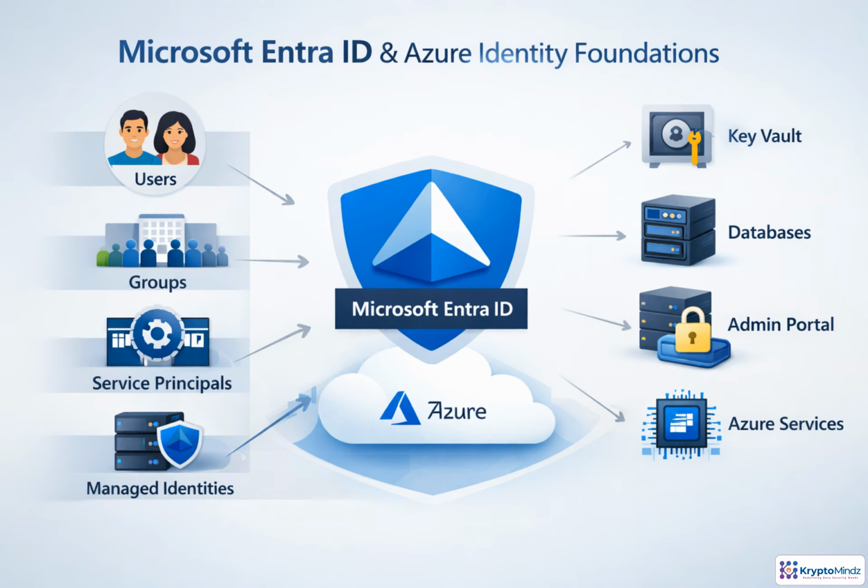Microsoft Entra ID is the central directory that everything in Azure trusts. Every person, app, or workload needs an identity here before it can access a resource. Users are individual people signing in. Groups let you assign access once and apply it to many users. Service principals are identities for applications and automation. Managed identities are built-in identities for Azure resources, so they authenticate securely without stored secrets or passwords.